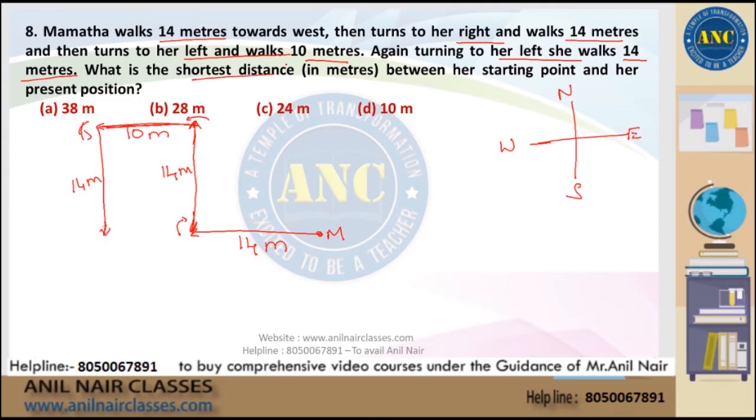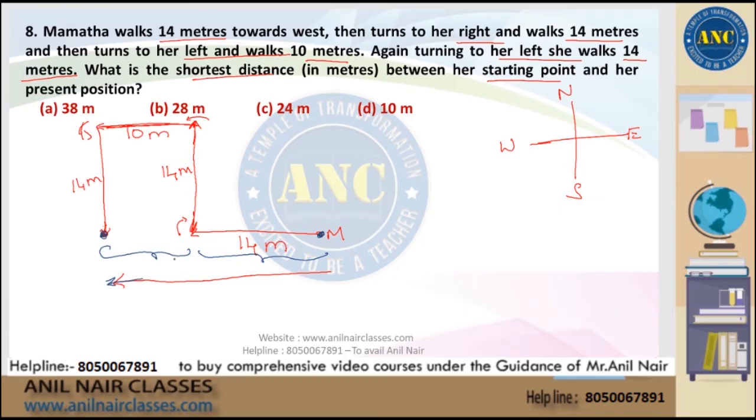Now, what is the shortest distance between her starting point and her present position? Now, Mamata is here, correct? So, she is towards this direction from her home, correct? Because she has traversed this and this. Now, when she is in this direction, the shortest distance is already a straight line, because this is 14 and this is also 14. So the end point and starting point are in a straight line. So to find the distance, we have to calculate this value, and we know that this is 14 meters.